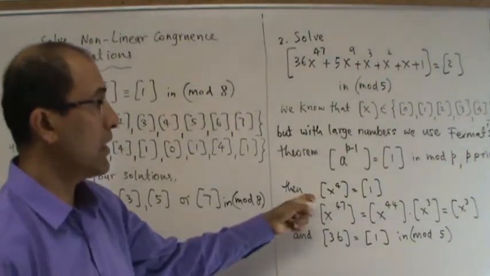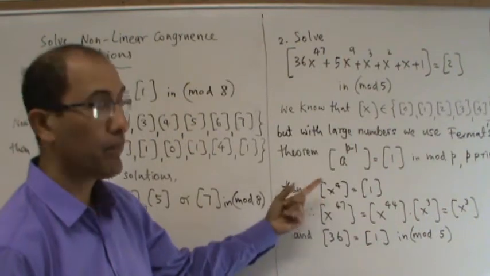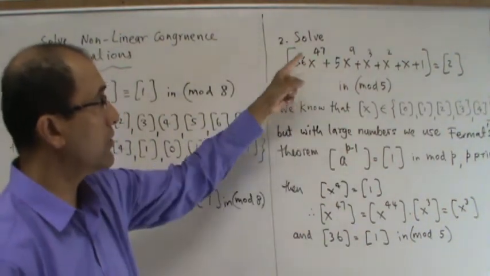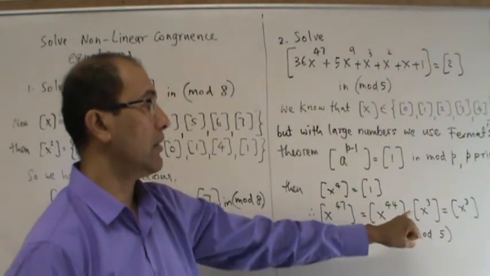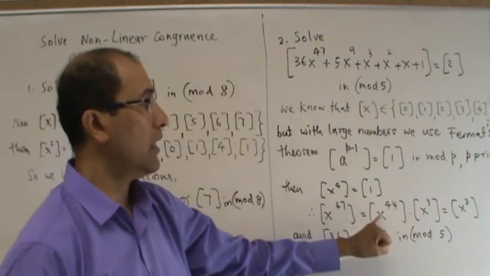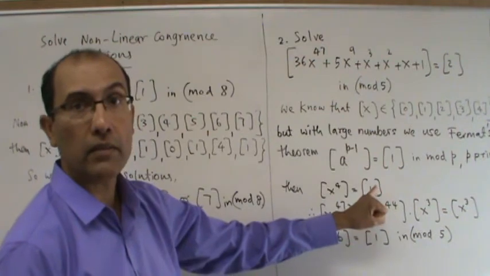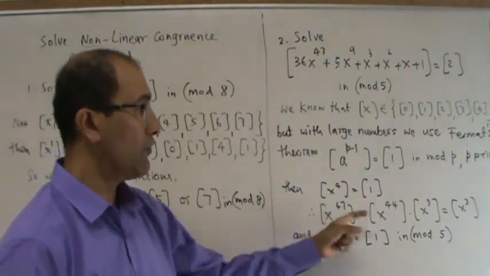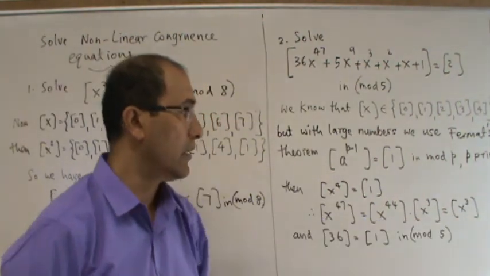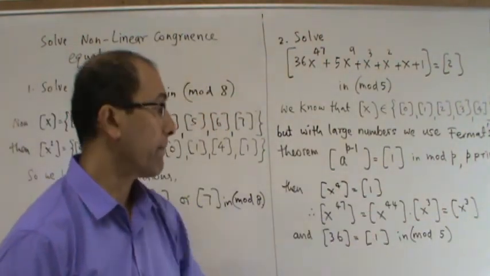So Fermat's theorem tells me x to the 4 is 1, and I can use that to reduce the x to the 47. 47 is 44 plus 3. 44 is 4 times 11. x to the 4 is 1, so 1 to the 11 is 1. So x to the 47 is equal to x to the 3. So this is equal to 1.